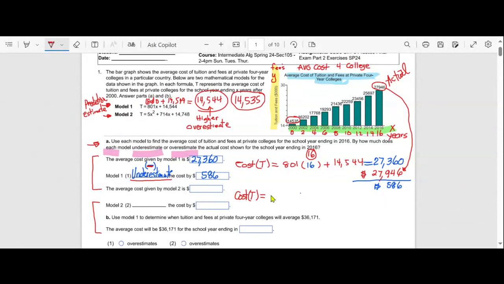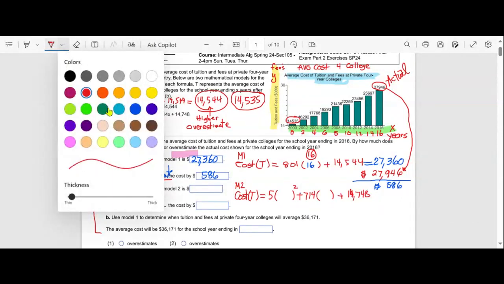Now let's go for model 2. We finished with model 1. This is model 1. This is model 2. Model 2 is going to be 5, then open parentheses and squared, plus 714 open parentheses, plus 14748.